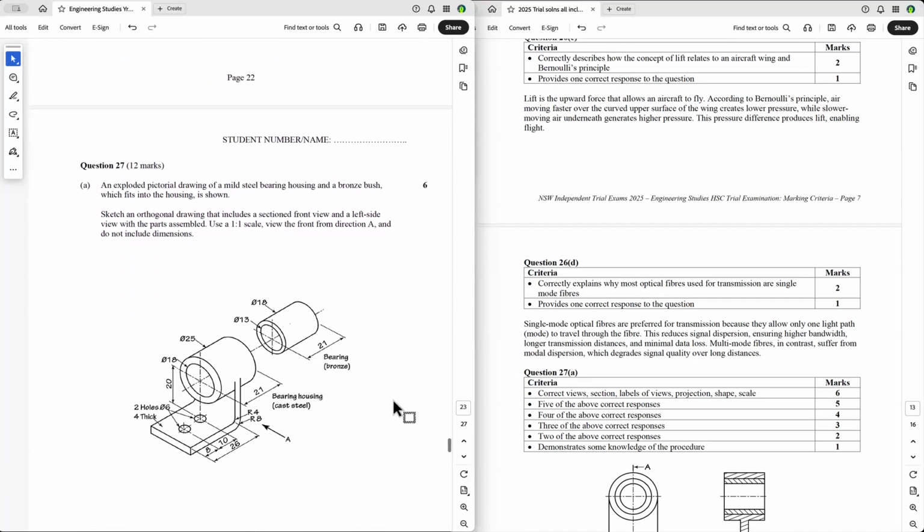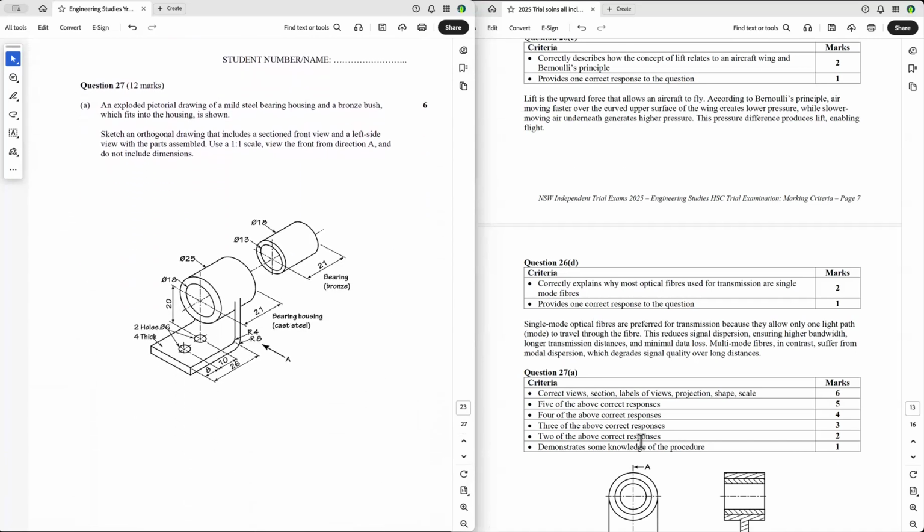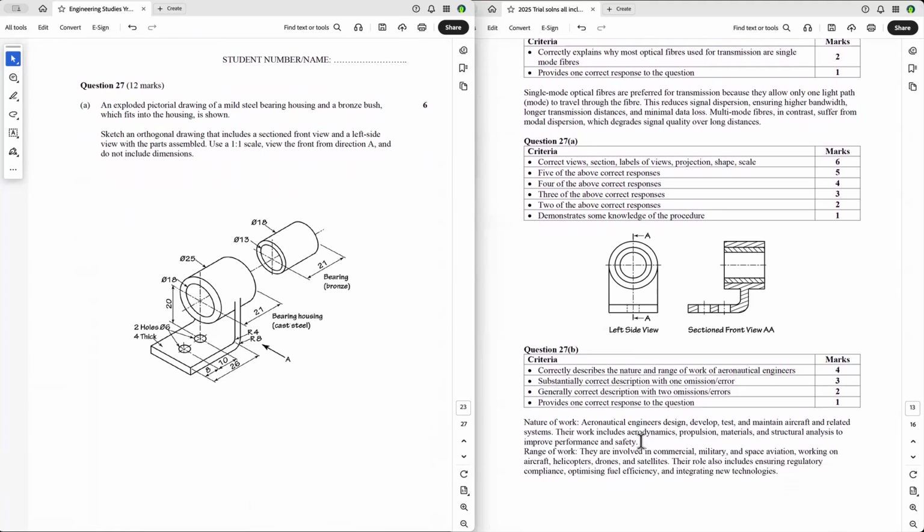Next question is an orthogonal question. You've been given a pictorial drawing and you had to do a half section of this pictorial drawing, and you've had to do a left side view and a sectional front view. And so make sure that when you do this, if you've got two different materials, which you have here, you've got bronze bearing and cast steel, you've got to show different hatching angles. It doesn't matter what angle it is, but you've got to show different hatching angles.